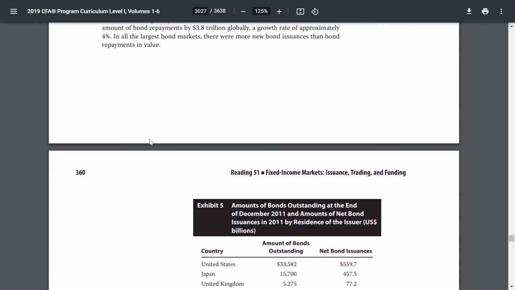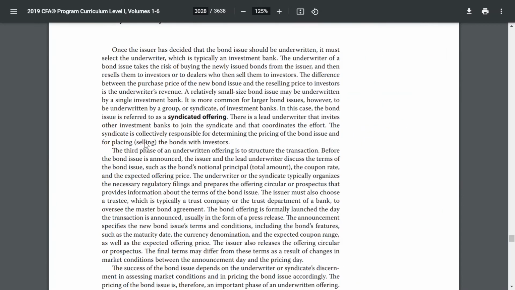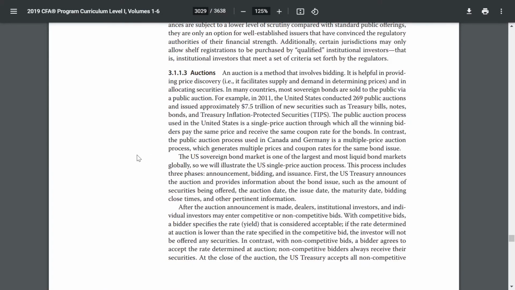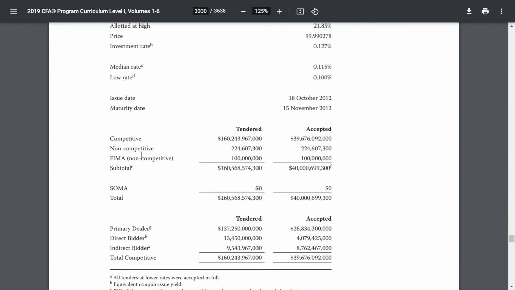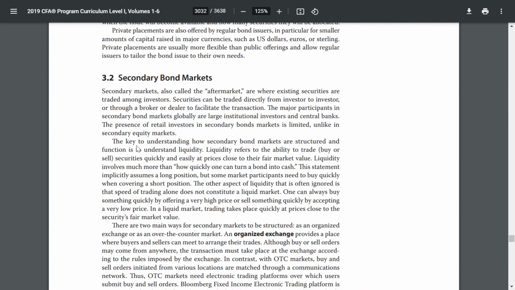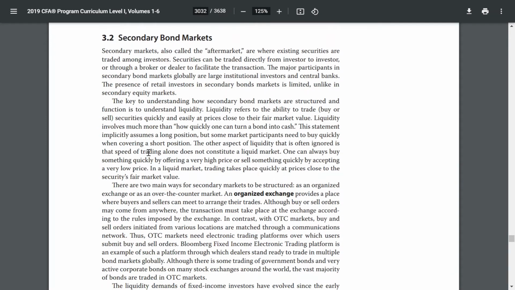Public offering, underwriting offerings, shelf registration, auctions. These are ways in which bonds may be issued. Private placement. Secondary bond markets. Secondary bond markets, also called the aftermarkets, are where existing securities are traded among investors. Securities can be traded directly from investor to investor or through a broker or dealer to facilitate the transaction.